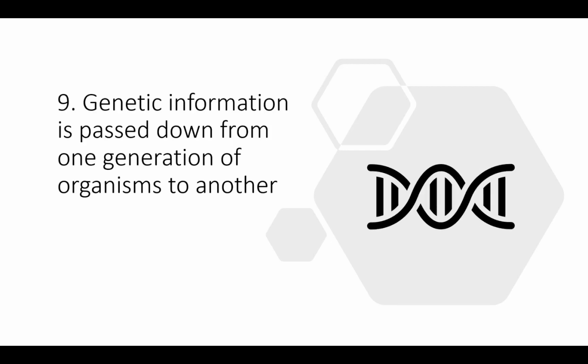Genetic information is passed down from one generation of organisms to another. So the genetic information in a cell is held in the chemical DNA in the form of a 4-letter code. Genes determine the development and structure of organisms. You can have asexual reproduction, where all the genes in the offspring come from one parent, and in sexual reproduction, half of the genes come from each parent.